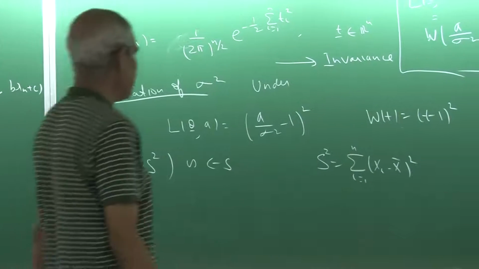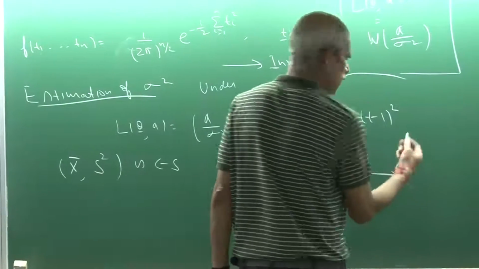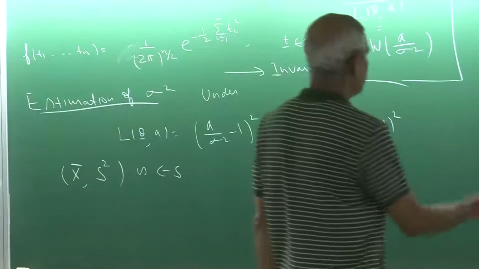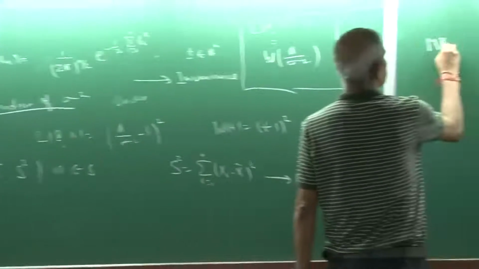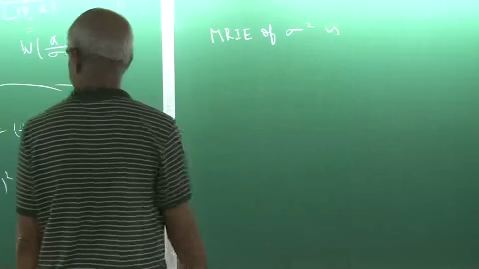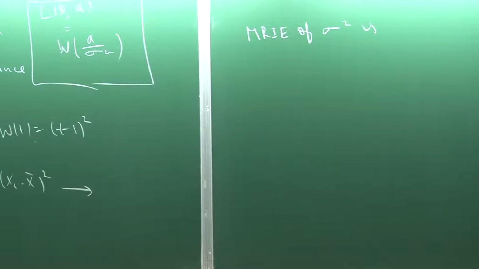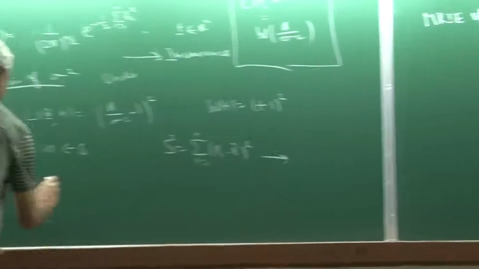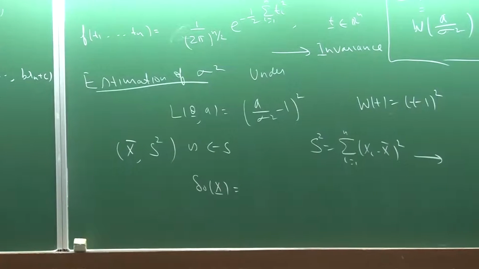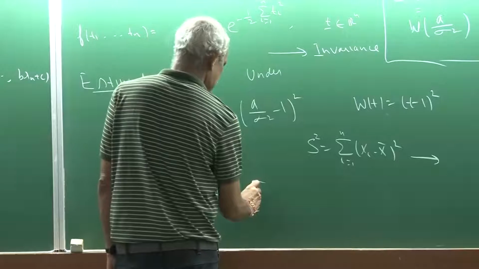So what is this, and W is ancillary, right? So this and W are independent. So by the result which we did, the minimum risk invariant estimator of sigma square: I have to first find one invariant estimator of sigma square, a scale invariant estimator. So I take delta naught of x as s square.